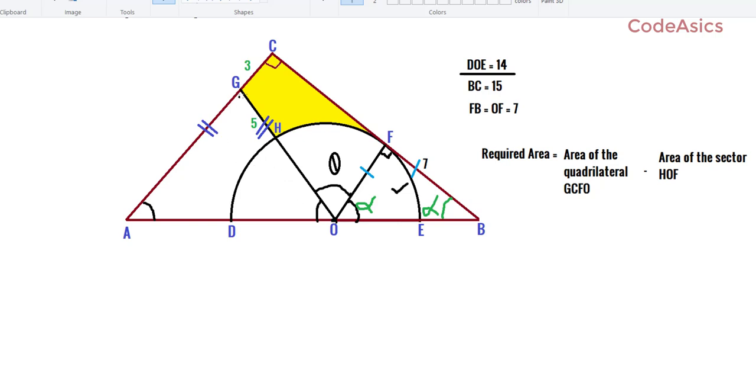Now what is this angle? Now clearly you can see that there is an isosceles triangle existing here. We have AG which is equal to GO, and we are also given that GH is equal to 5 units.